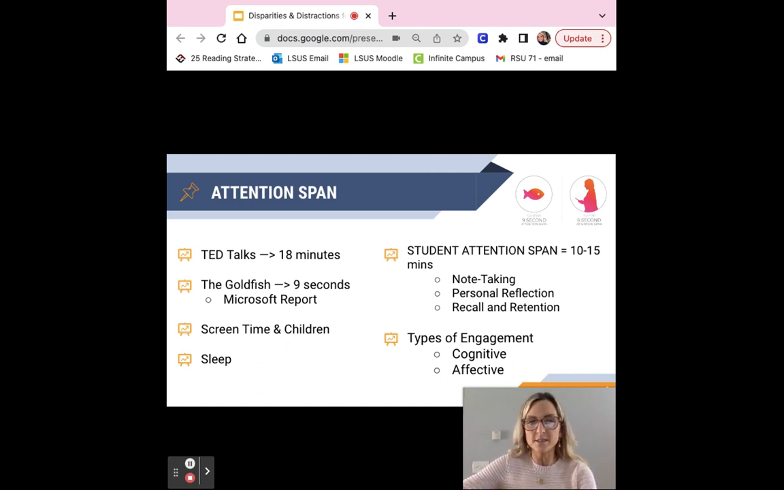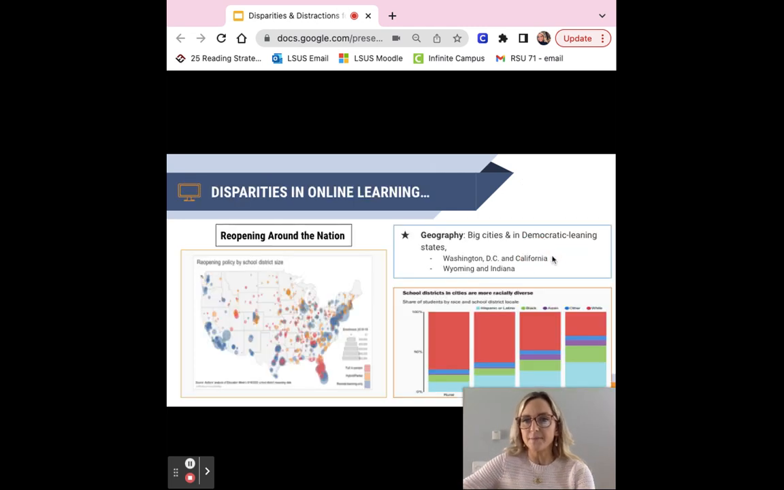Types of engagement. I was researching this and thought this was interesting. There are two types of engagement I found here: cognitive and affective. As an educator, we want to be measuring both of these. Cognitive engagement is the effort aimed at understanding complex material or learning challenging skills, so mentally engaging. Affective engagement is one's emotional reaction, showing interest, curiosity, enjoyment in a task. And I'm going to talk about that here in a minute, how we can measure that as educators.